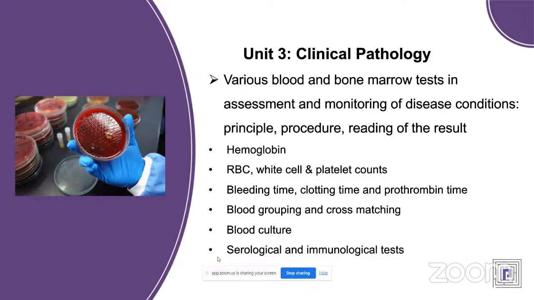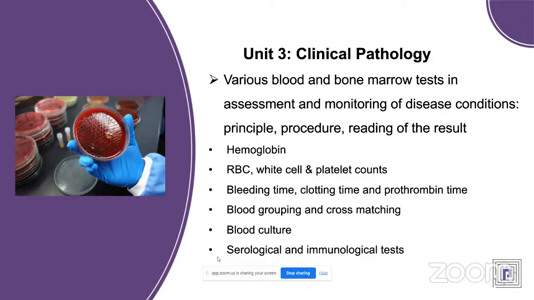How will you identify the amount of hemoglobin by some methods, and RBC, WBC, and platelet counts? How will their morphology be, and how will the counts be done, with manual method or automatic? So next one is bleeding time.